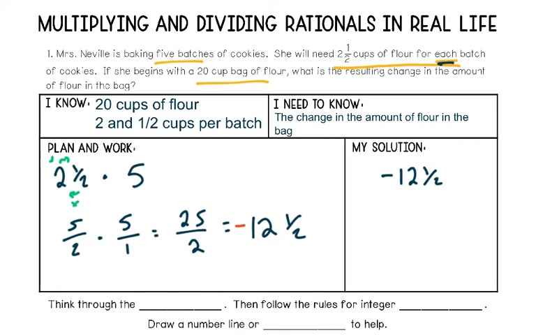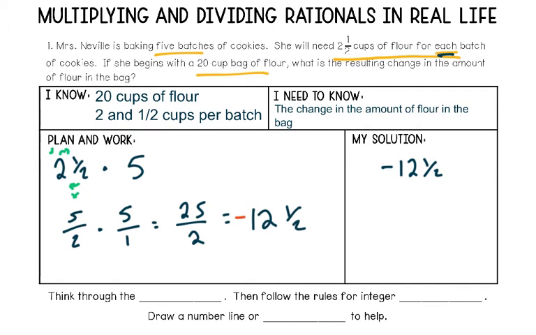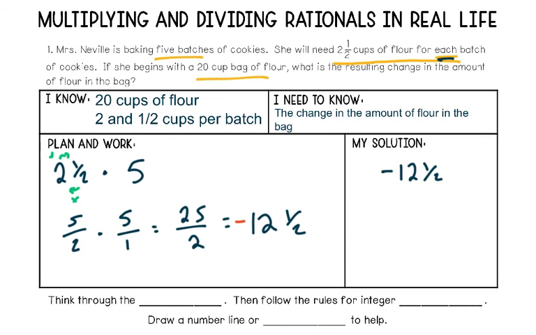So that could be your final answer, but if you wanted to expand your solution, you could bring back in that 20. And you could say there were 20 cups to start with in the bag. We took out 12.5, so now we have 7.5 left. This is expanding on your solution, but it's not what the question is asking for. So as long as you make sure that your final answer is negative 12.5, because that was what the question was asking. We want to know the change in the amount of flour in the bag, not how much flour was left. So as long as you answer this part of the question, you can also add in the extra information. Can't hurt to add more.